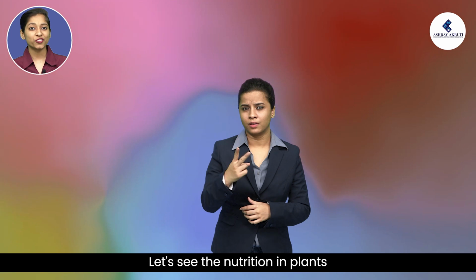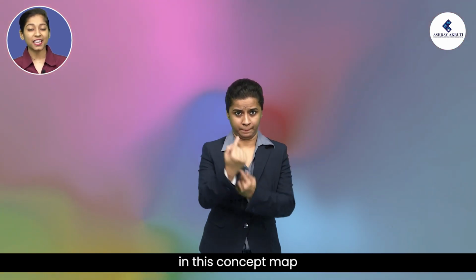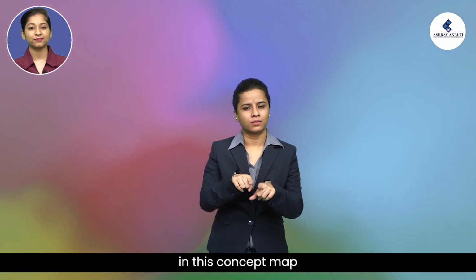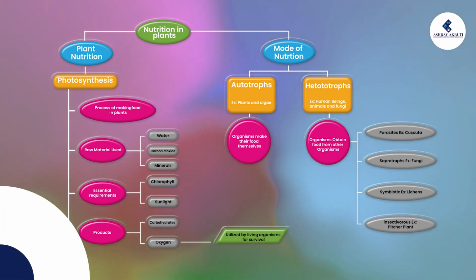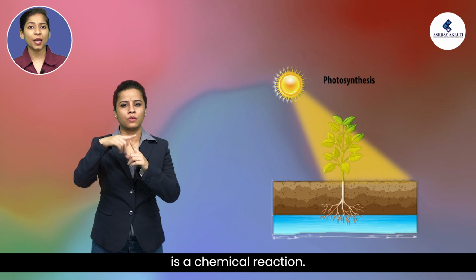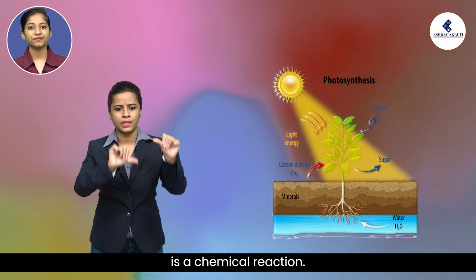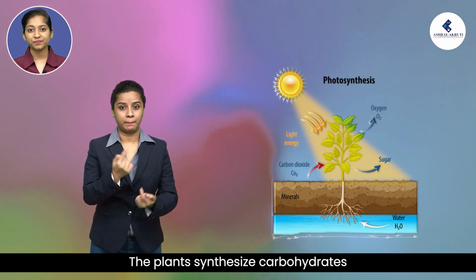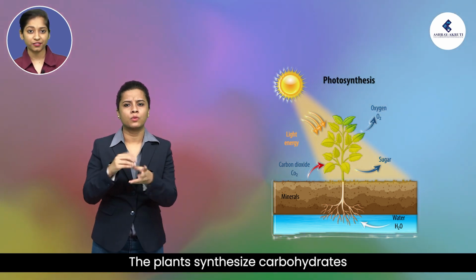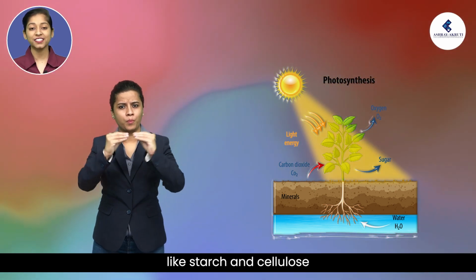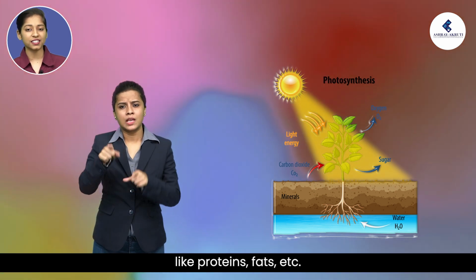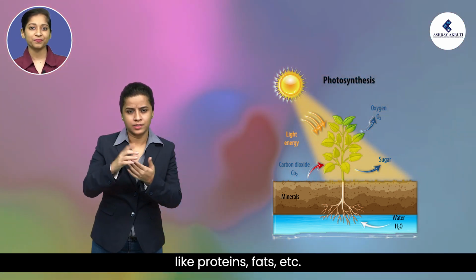Let's see the nutrition in plants and examples in this concept map. Photosynthesis is a chemical reaction. The plants synthesize carbohydrates from simpler to more complex ones like starch and cellulose, and other compounds like proteins, fats, etc.